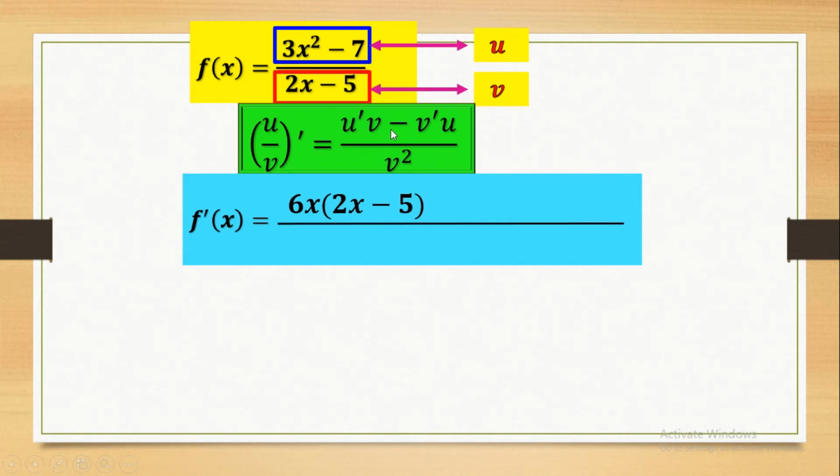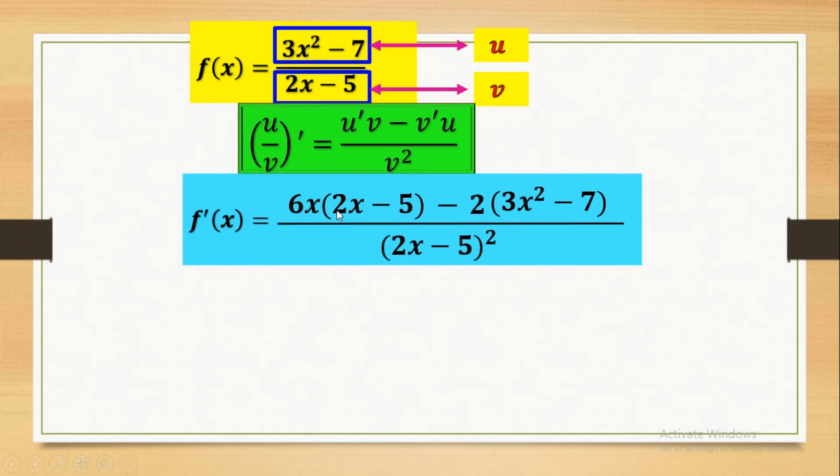Well, we have solved u prime v. We still need to solve the minus, we copy it, now v prime times u. The derivative of 2x is 2, since when we have a constant multiplied by x, the derivative of ax gives us a. Since the derivative of x is 1, 1 times 2 gives us 2. Minus the derivative of 5 is 0, so v prime is equal to 2. It should be multiplied by u, which is 3x squared minus 7. Now over v squared, note that v is 2x minus 5, so we write here 2x minus 5 all squared. Now we just need to solve them.